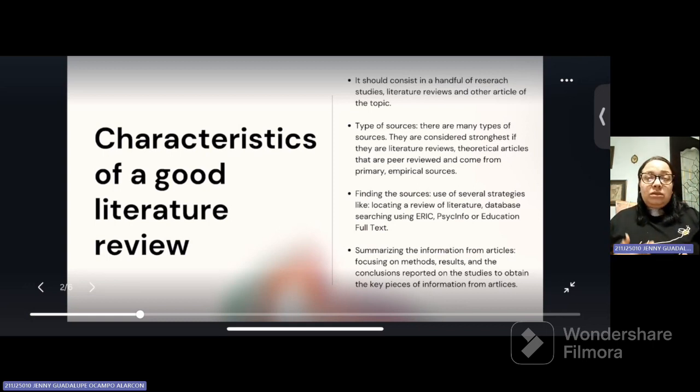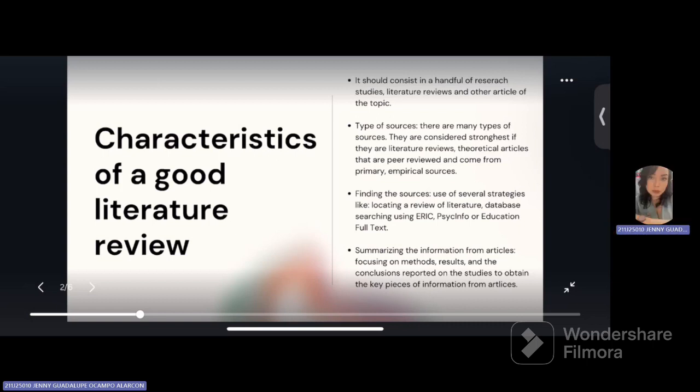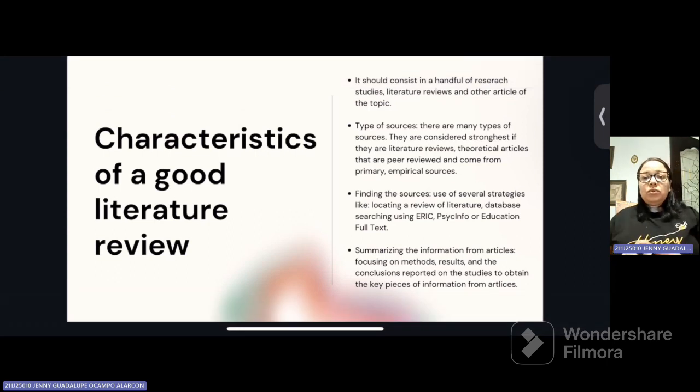And the other thing is to find the sources. To do this, we can use several strategies, like locating a review of literature. Not all topics have a review of literature, but some do, so we should consider whether our topic has one. The database is also a good source. We can use databases like ERIC, PsycInfo, and Education Full Text, which are related to educational topics, and we can introduce keywords related to our topic, and that will help us find all the information related to it.